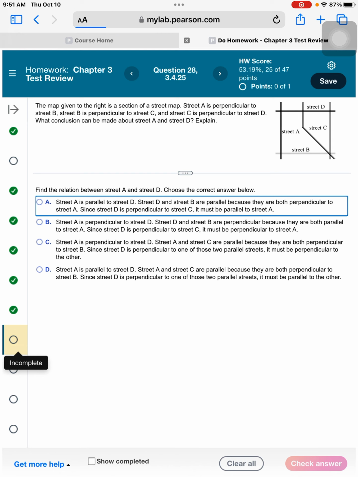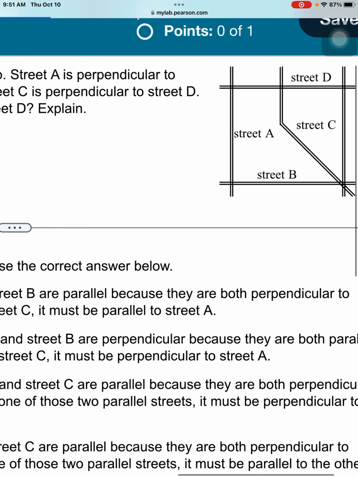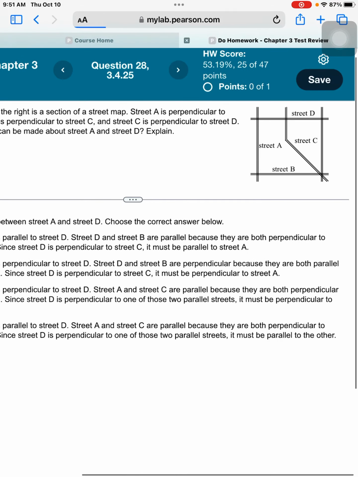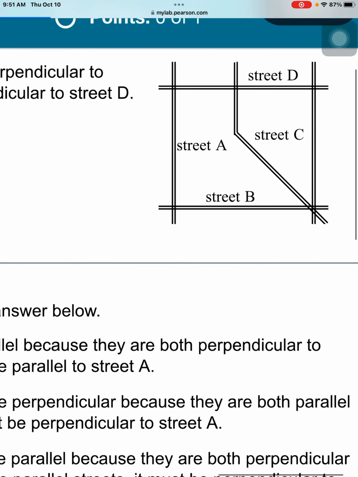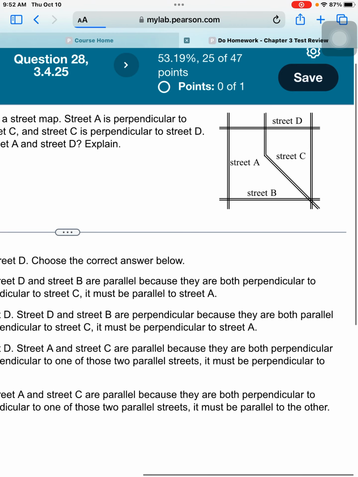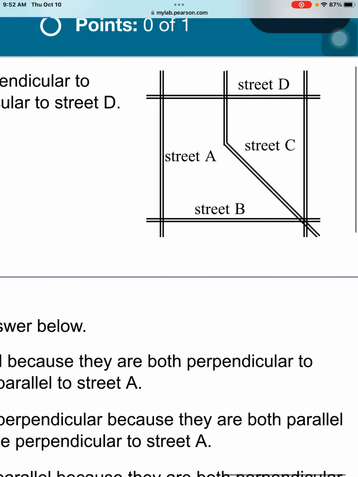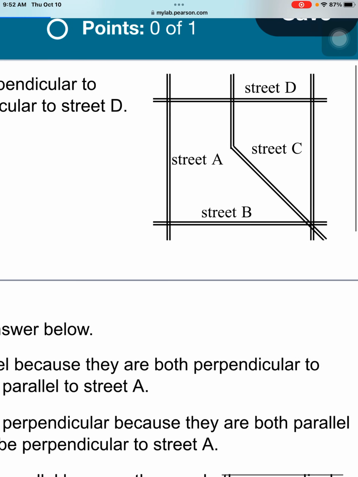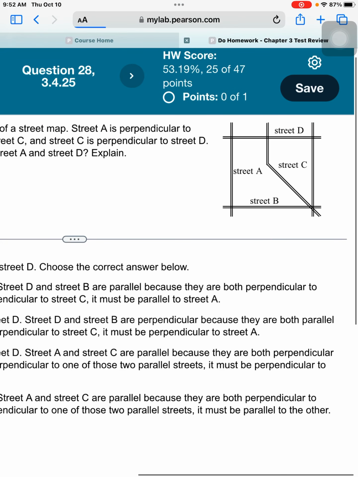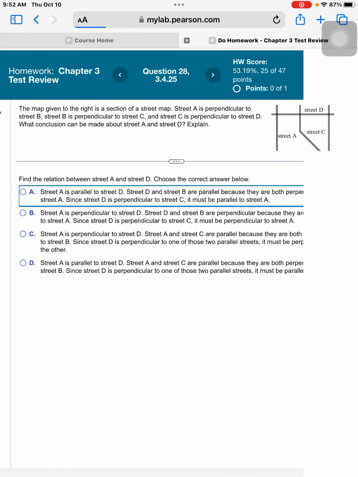Yeah, guys, this question's easy because think about it. If A is perpendicular to B, and B is perpendicular to C, right here, and C is perpendicular to D, then what shape is this? This is a square. So if this is 90, this is 90, this is 90, this one also has to be 90. So street A and D are perpendicular.